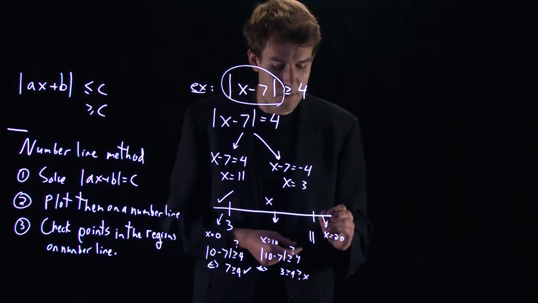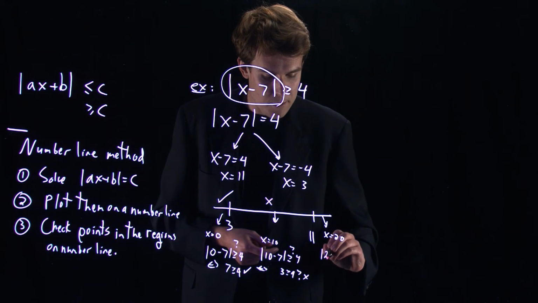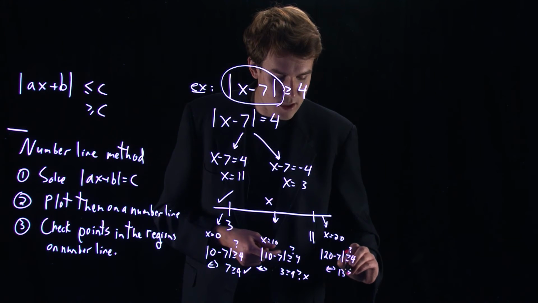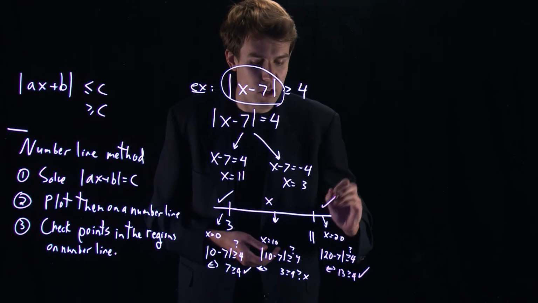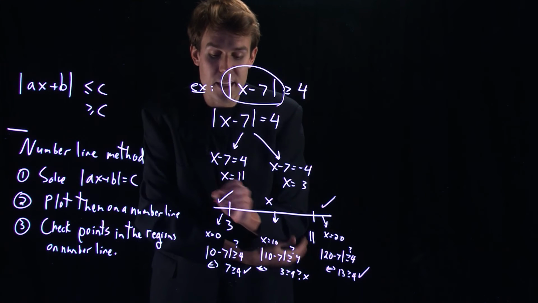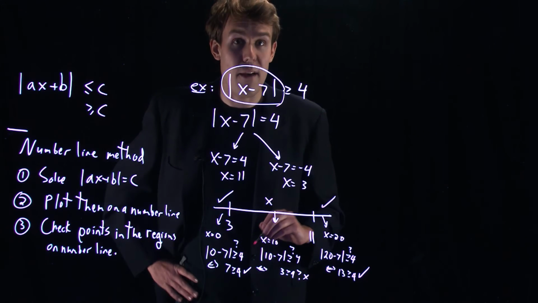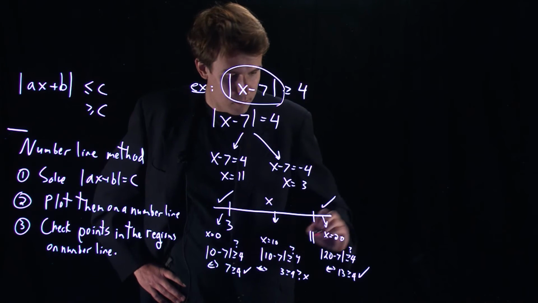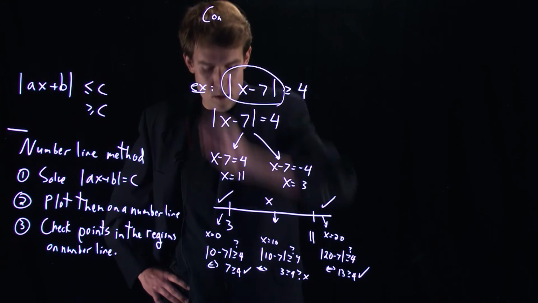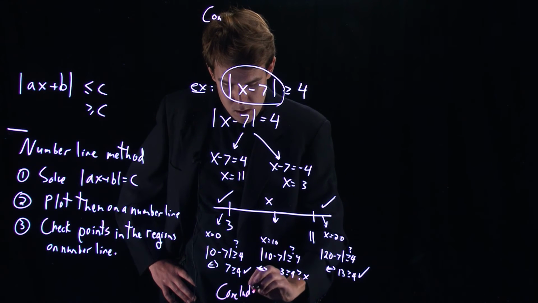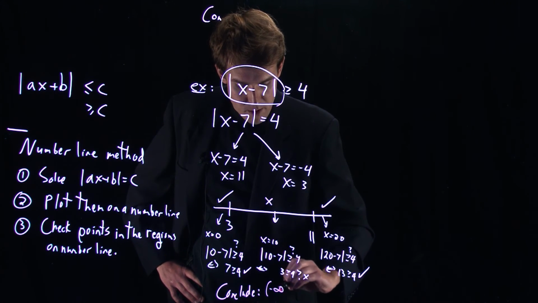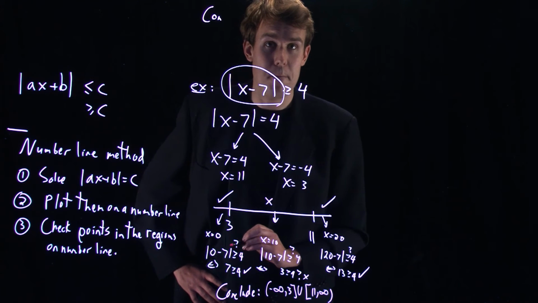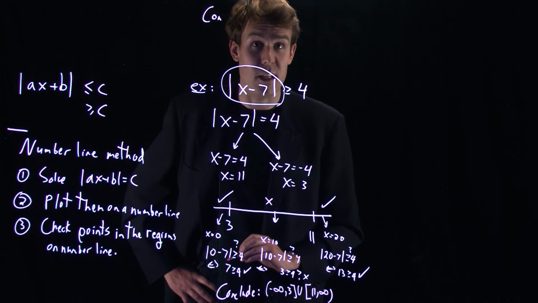Then we'll check 11 and greater. Let's take 20. Absolute value of 20 minus 7, is it greater than or equal to 4? The answer is yes. This is the same as asking is 13 greater than or equal to 4, and it is. So this is also a solution. What this tells me is that anything less than or equal to 3 or greater than or equal to 11 is a solution. So I conclude that from minus infinity to 3 is a solution, and so is everything from 11 to infinity. Everything in between fails to satisfy the inequality.